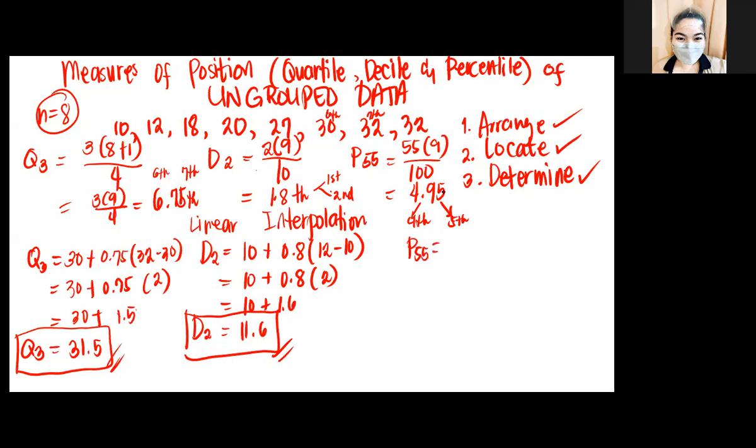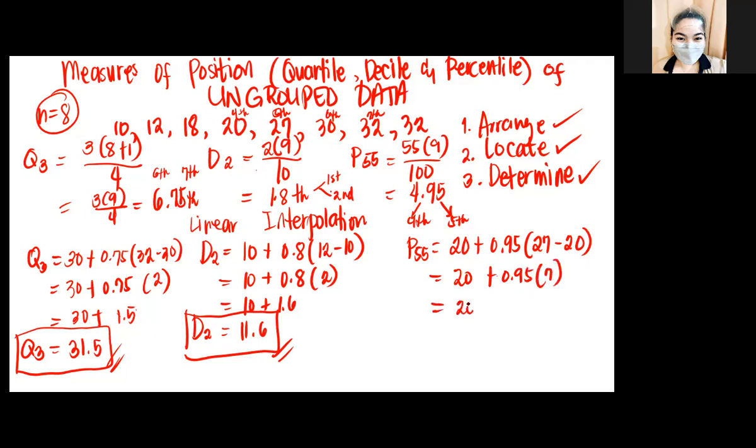So P sub 55 naman, nakapagitan siya sa 4th and 5th. So hanapin natin yung pang-apat. 1, 2, 3, 4, that's 20. Plus yung 0.95, imumultiply natin siya sa difference nilang dalawa. So this is your fourth data, and this is the fifth data. Unahin natin yung fifth minus the fourth. So we have 20 plus 0.95 times 7.